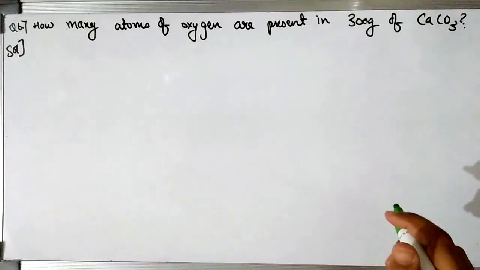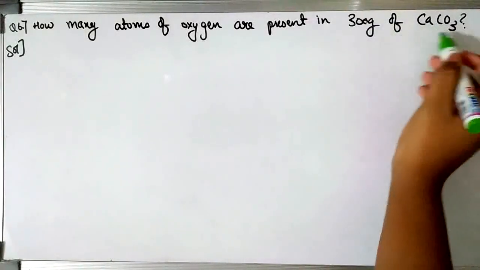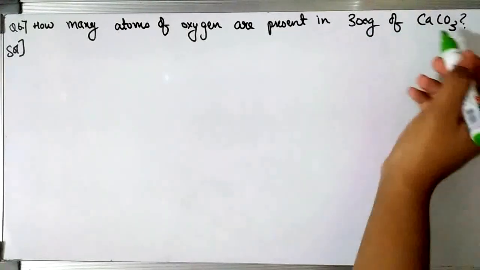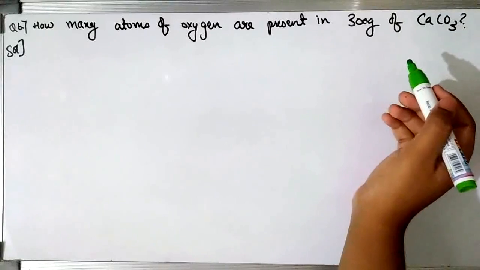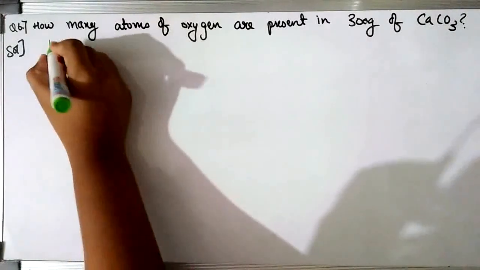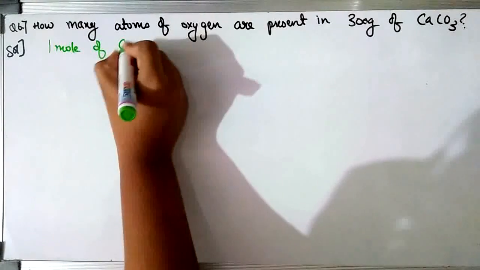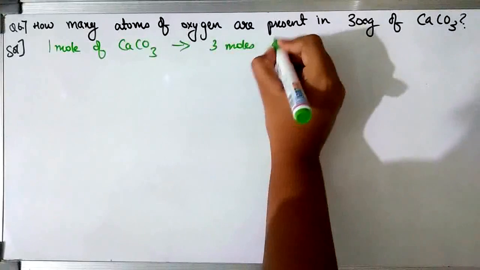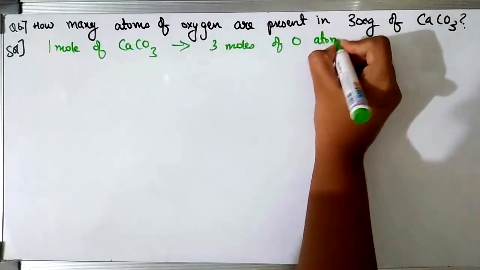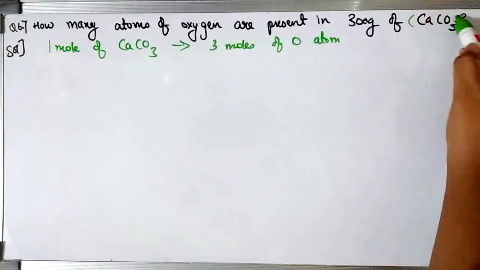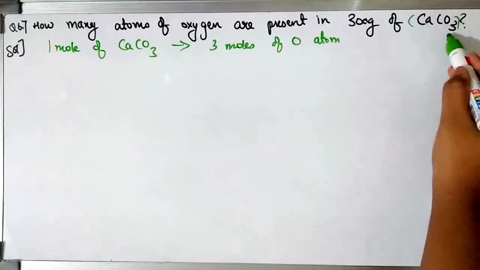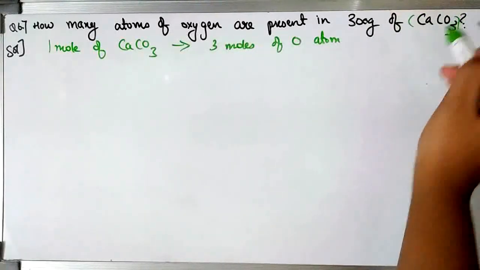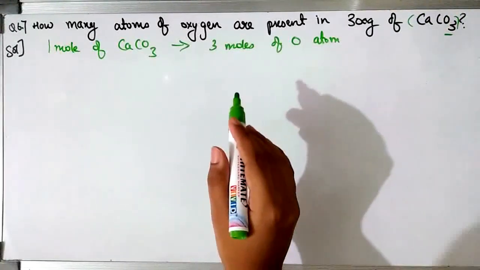Now we need to find the number of atoms of oxygen that are present in 300 gram of calcium carbonate. If we look at this calcium carbonate, we can say that 1 mole of calcium carbonate contains 3 moles of oxygen atom, because if you look at this formula, this whole 1 mole of calcium carbonate contains 3 moles of oxygen atom. So we got one statement.